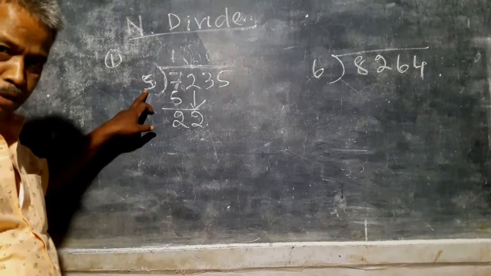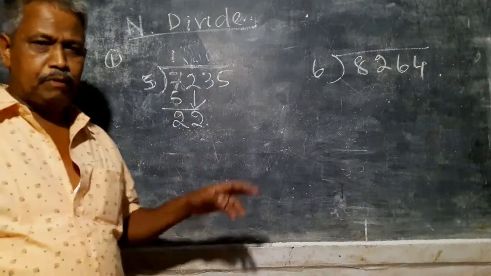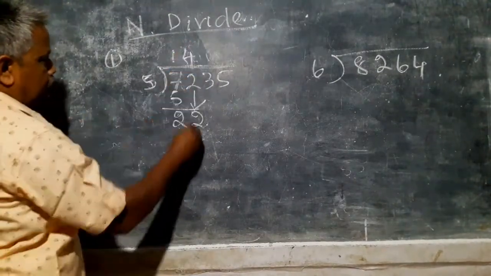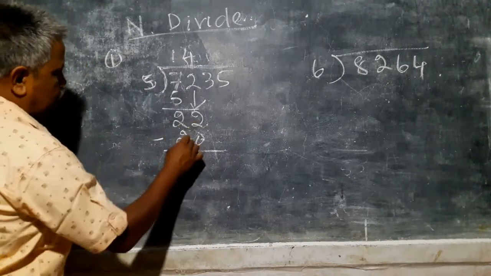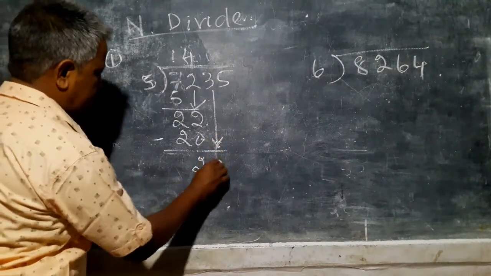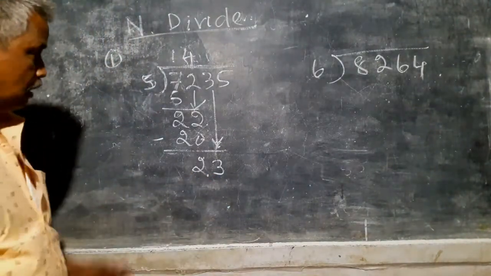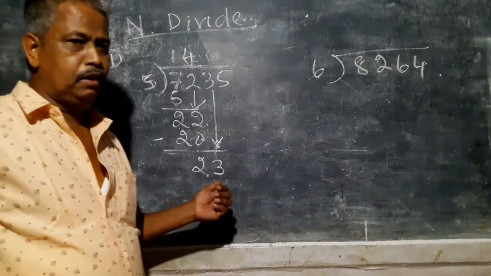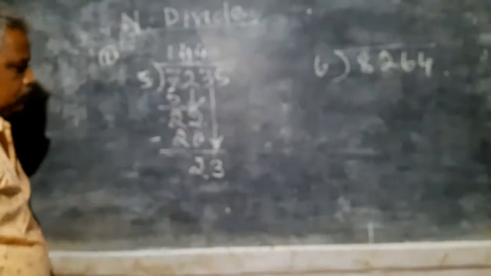Then we will divide 22 by 5. We have to count the 5 table. 5 1s are 5, 5 2s are 10, 5 3s are 15, 5 4s are 20, 5 5s are 25, which is greater than 22. So we take 5 4s are 20. We subtract 20 from 22, the rest is 2. Then bring down the next number, that is 3. So the number is 23. We divide 23 by 5. Now the 5 table. 5 1s are 5, 5 2s are 10, 5 3s are 15, 5 4s are 20, 5 5s are 25, which is greater than 23. So we will take 4. 5 4s are 20.